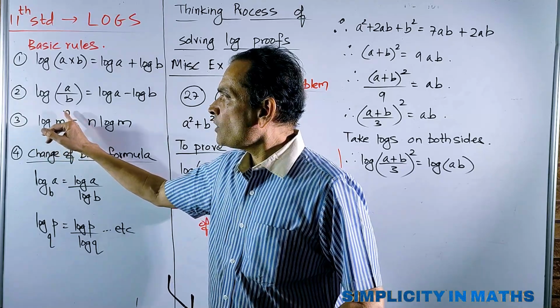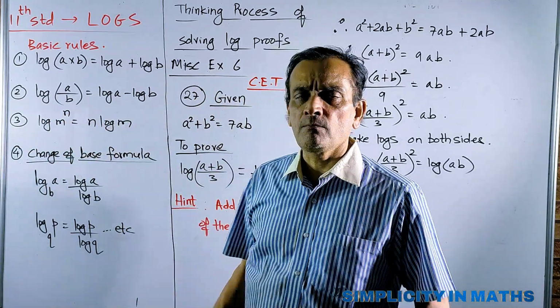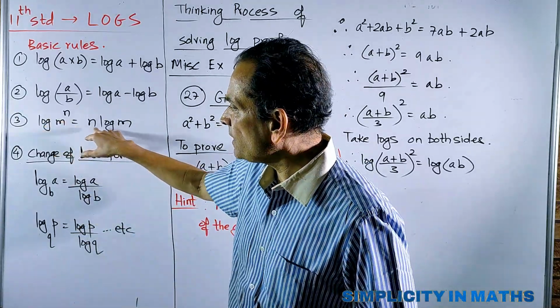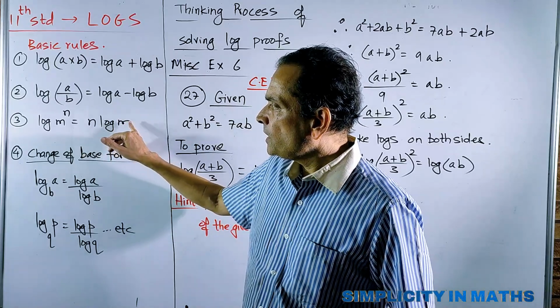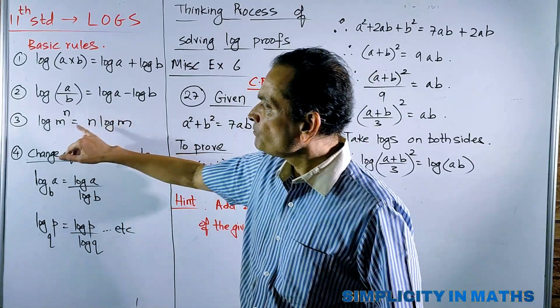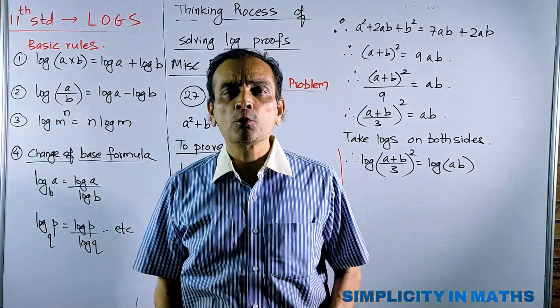Log of m raised to n. n comes in front, n log m. n सामने आता है, n log m. उल्टा भी हो सकता है. If you get n log m, it can be written as n ऊपर जाएगा, log of m raised to n. These are the three important rules of logs.